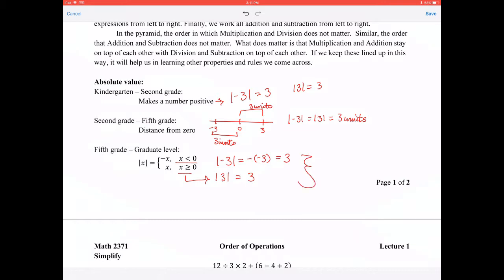In this case, we notice that the sign is acting on the x value.